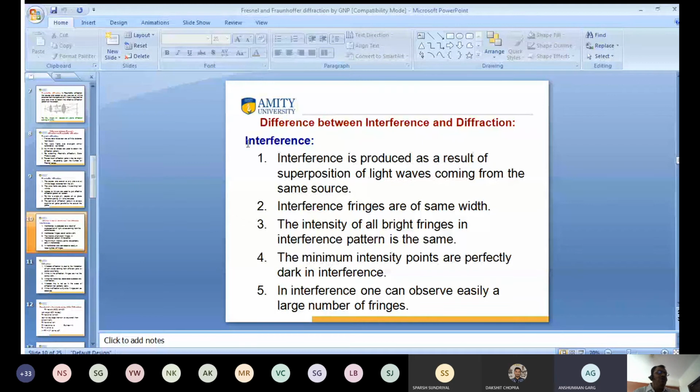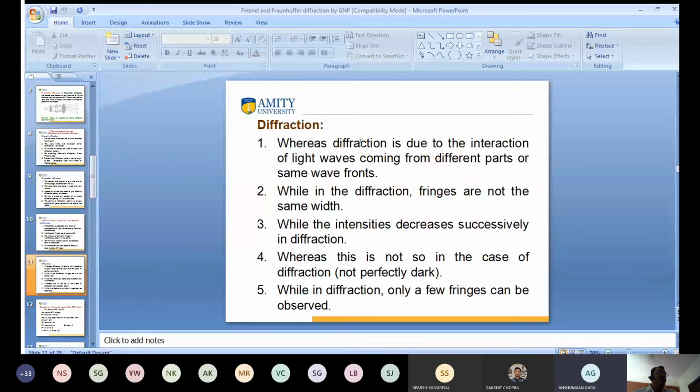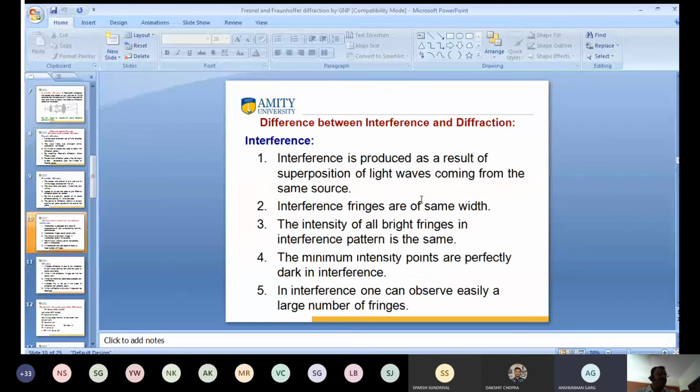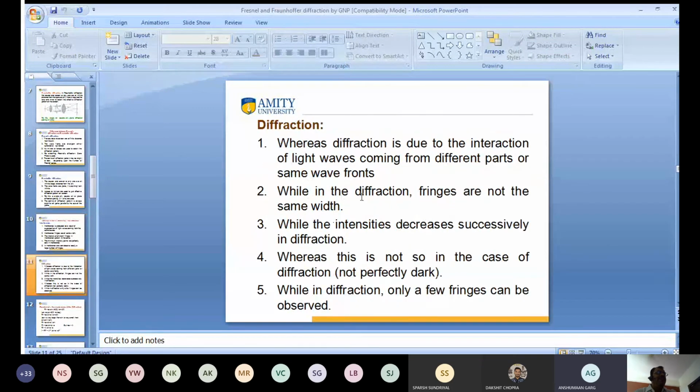What is interference? Interference is produced as a result of superposition of light waves coming from the same coherent source. But in the case of diffraction, it is due to the interaction of light waves coming from different parts of the same wave front. In interference, the fringes are of the same width, but in diffraction, the fringes are not of the same width. Clear?